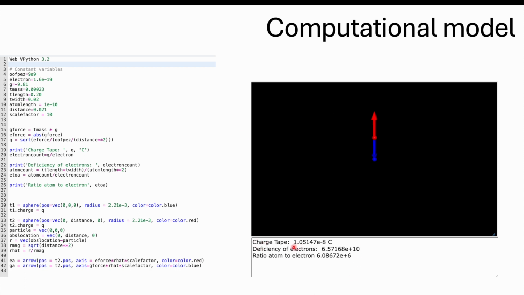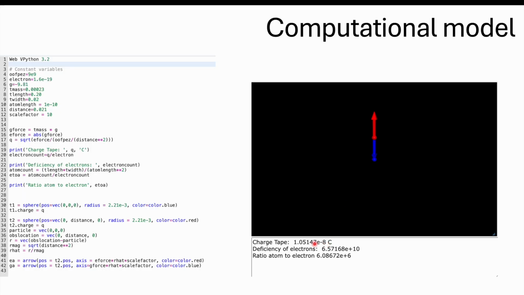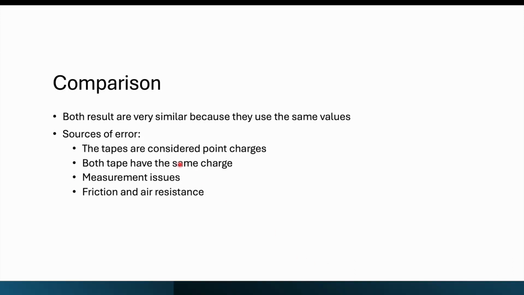This is the charge on the tape, the efficiency of electrons, and the ratio of atoms to electrons. We can see that those results are extremely similar to the ones seen in our experiment. For example, here the charge of 1.05e-8. Here we find the same value with slight differences; you'll see very limited differences. If we compare both results, they're very similar because we use the same base values and the calculations are the same. We just assume that the computational model uses the real-life values.